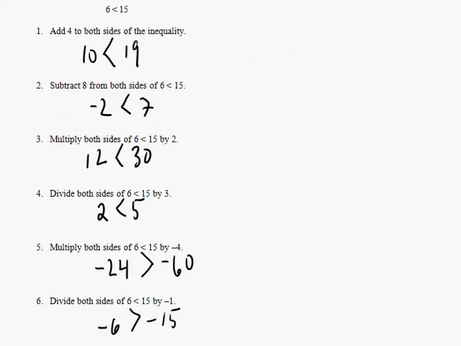So, what I hope you've seen is that if you add, subtract, multiply, or divide both sides of an inequality by a positive number, the inequality remains true. But if you multiply or divide both sides of an inequality by a negative number, we have to switch the direction of the inequality in order for the inequality to remain true.